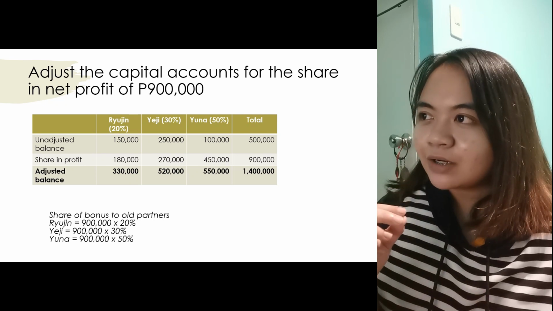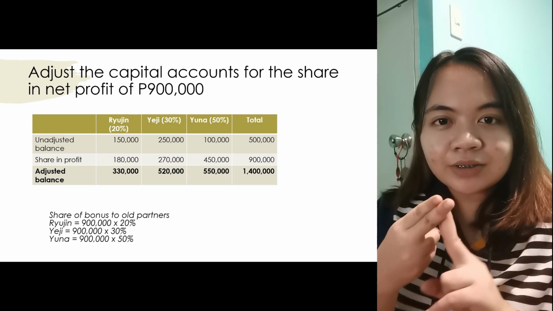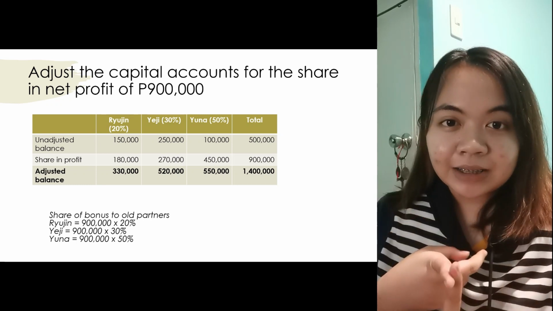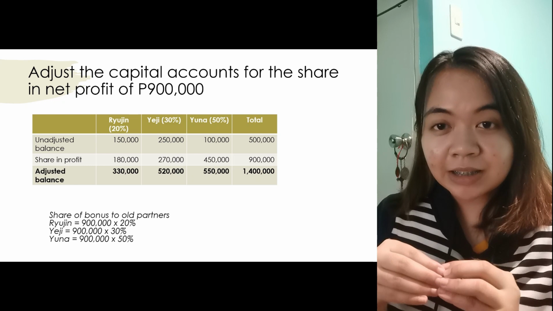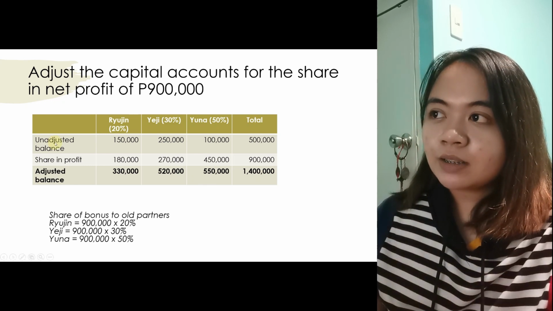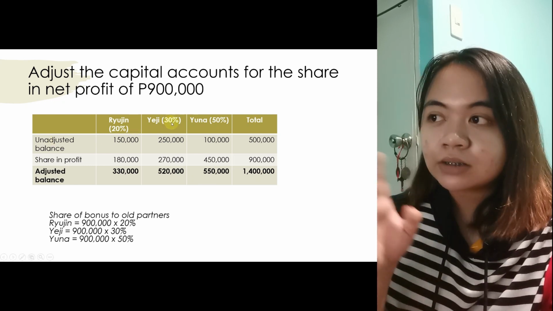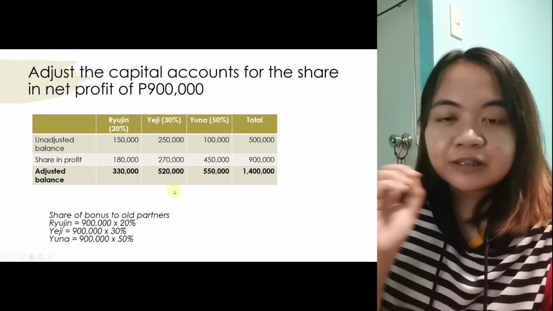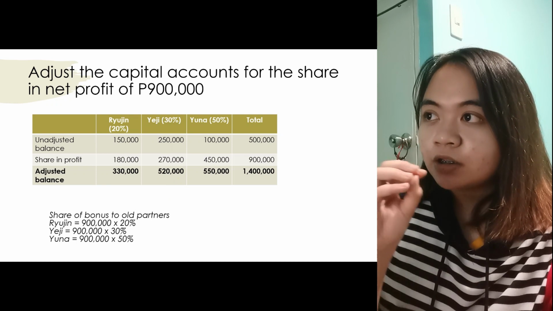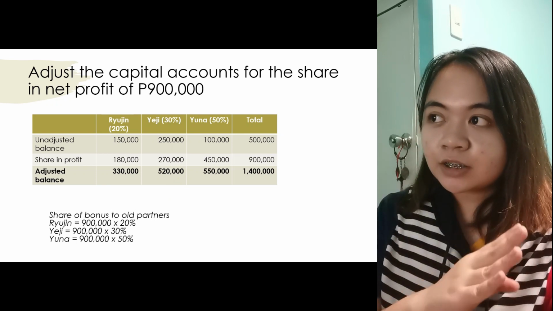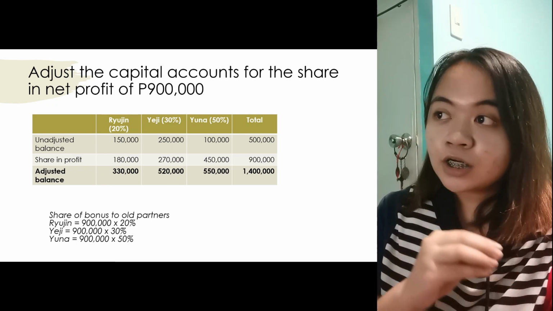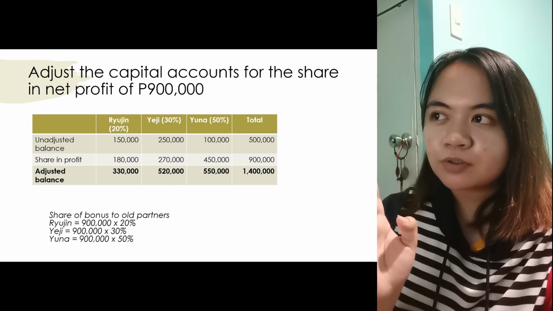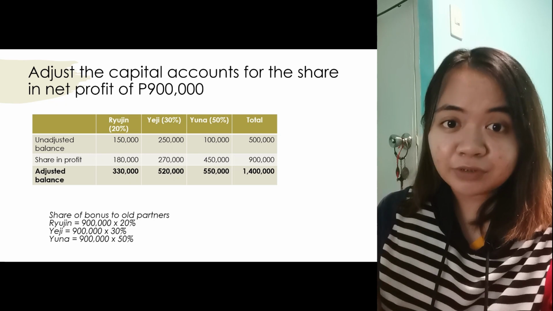Okay? So, paano ginagawa yun? Dahil sila na lang dalawa yung natira, yung percentages nila is 20% divided by 50%. Bakit? Ryujin, 20 plus Yeji, 30, 50%. So, sila lang naman dalawa maghahati eh. So, 550 times 20%, yun yung kay Ryujin. Yeji, 550,000 times 30% divided by 50%, that's for Yeji.